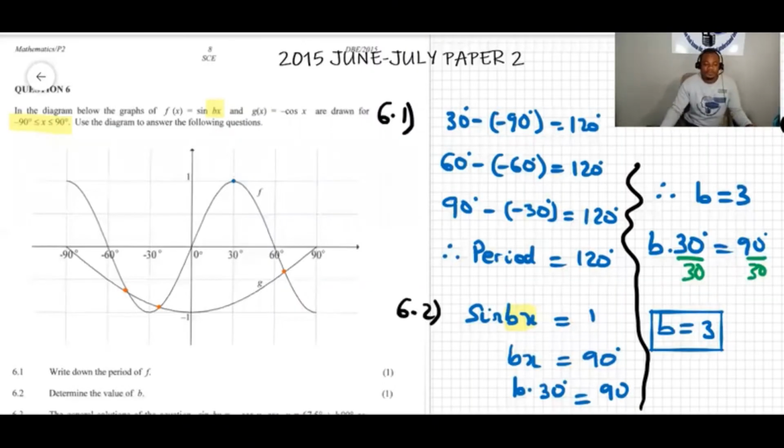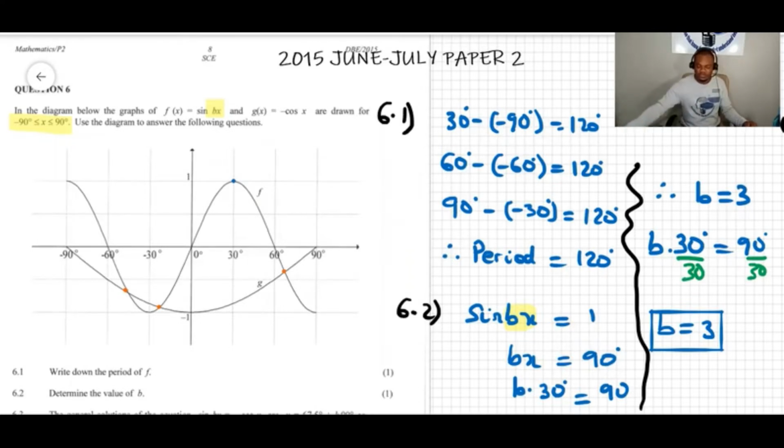Well, now we're doing question six, June 2015, June-July, paper 2. Question 6 says, in the diagram below, the graphs of f(x) = sin bx and g(x) = -cos x are drawn for -90 degrees ≤ x ≤ 90 degrees. Use the diagram to answer the following questions.